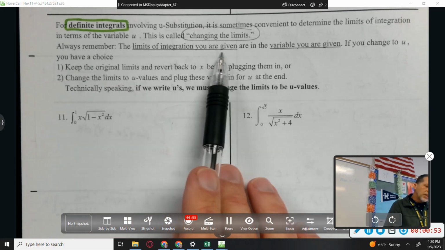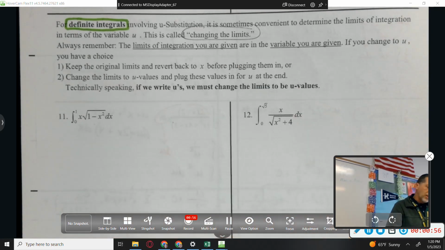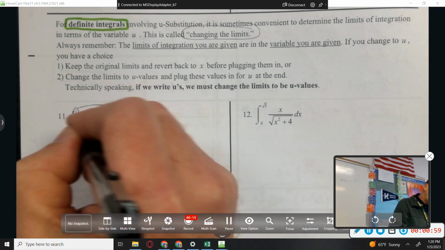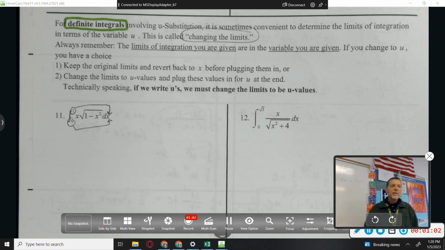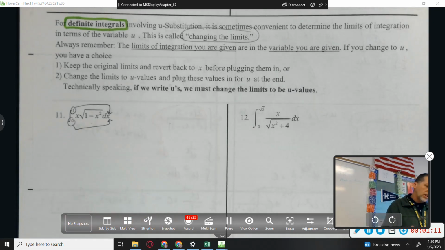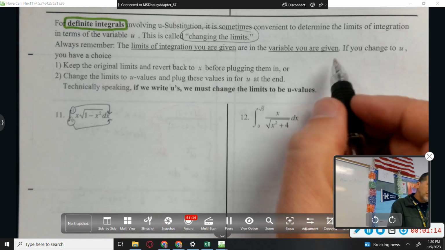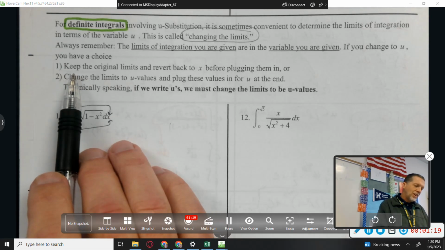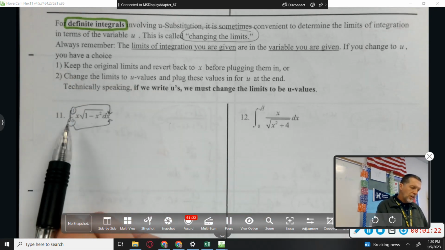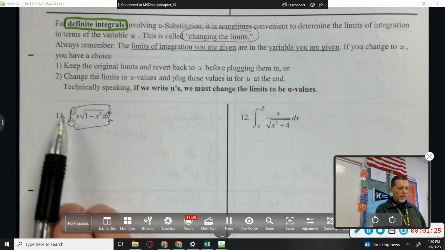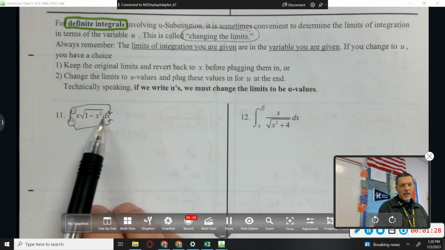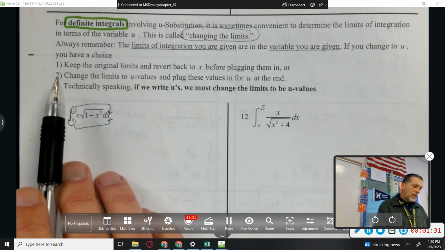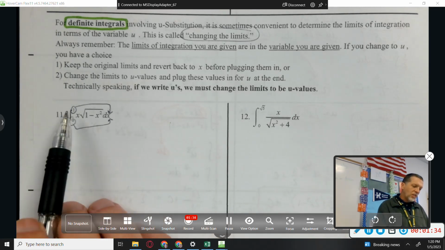Always remember, the limits of integration you are given are in the variable you are given. So that 0 to 1, that's in X. If we want to change this to U, we can. It makes the integration easier, but we also have to change our limits. There's two ways to handle this. You can keep the original limits, so you could keep 0 and 1, but if you want to do that, you got to plug the X stuff back in. You got to get it back to the X stuff. The other option is to change the limits to U values.